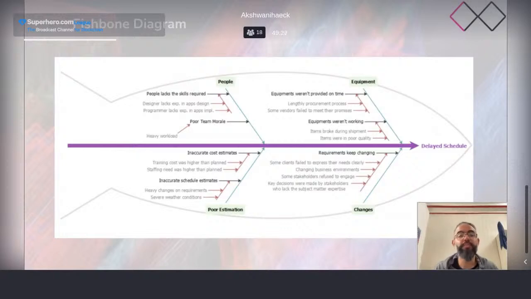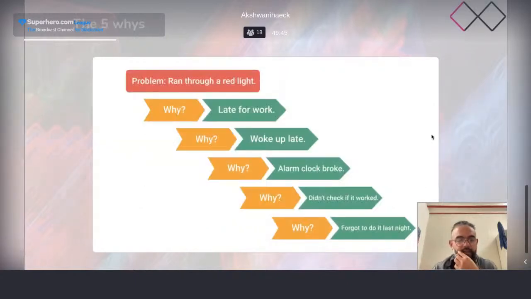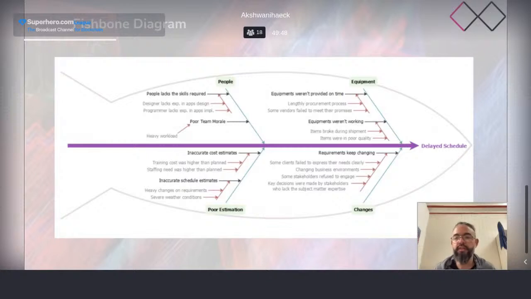The fishbone diagram is kind of an expansion of this 5 whys dynamic, in which you break down that problem into different categories. Again, this was not a guy that was late for work, but a project that got late in their schedule. Well, why did we get delayed in that schedule? Well, there are several factors. We have the people factor, the equipment factor, the pure estimation factor, and too many changes around factor. So let's analyze those one by one.